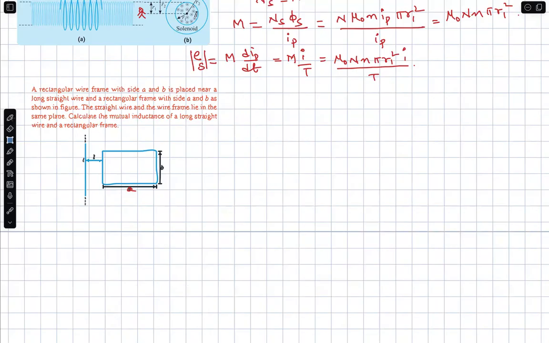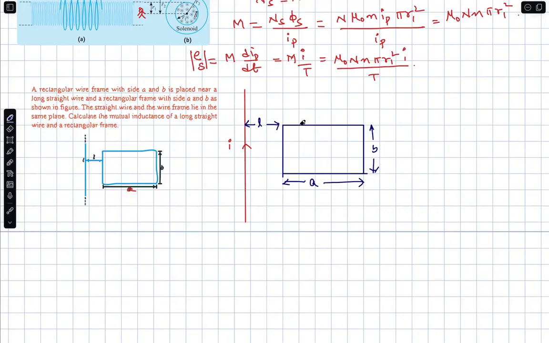A rectangular wire frame with sides A and B is placed near a long straight wire at a distance L. You can see that, right? Mutual inductance of a long straight wire and a rectangular frame. If you permit me, this is an infinitely long straight current carrying conductor. Besides, you have a rectangular coil of sides A and B, and they are separated by a distance L.